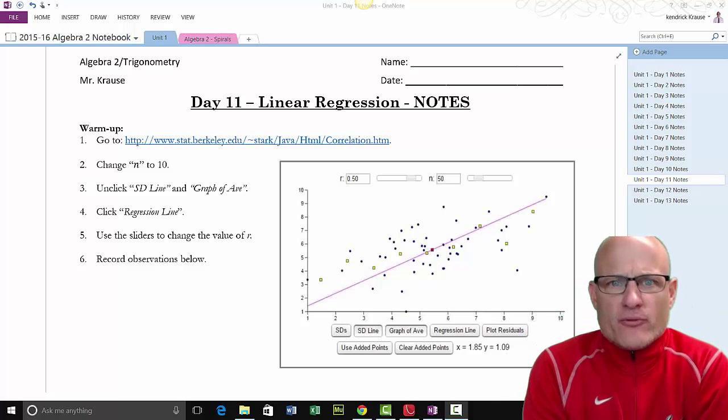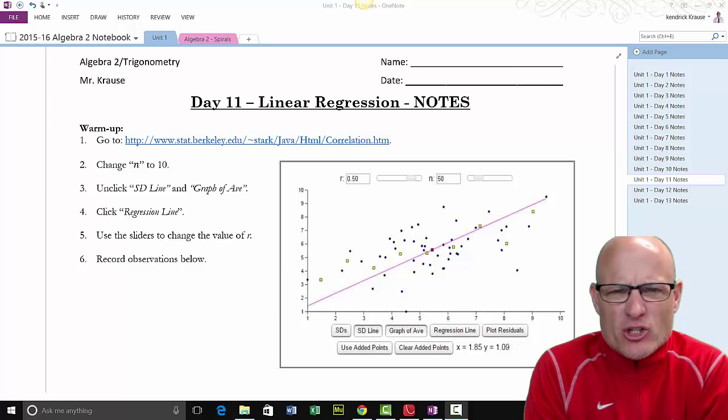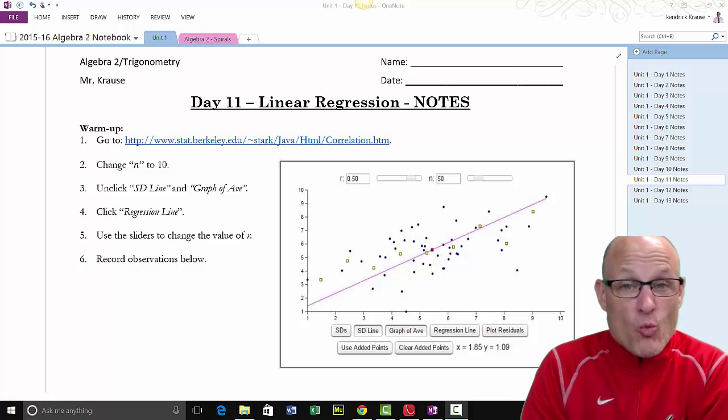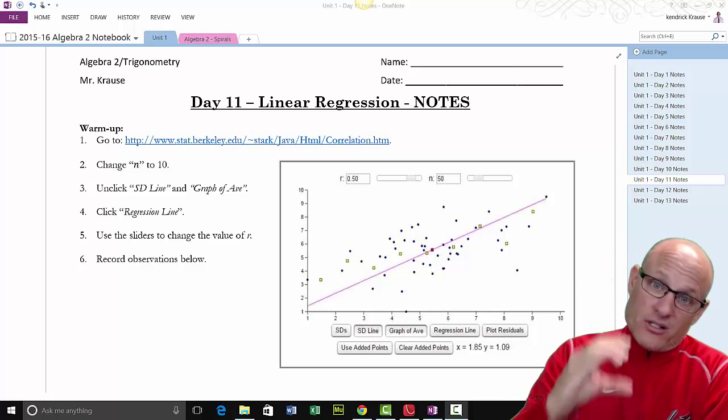Okay, we're going to do a little bit of linear regression today. Linear regression analysis. Now, this is, again, something not new to you kiddies. You did this in Algebra 1, Common Core.